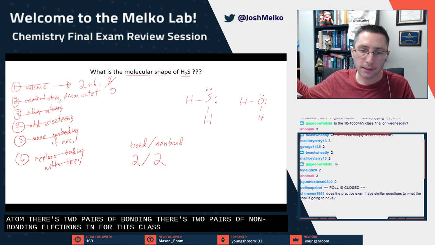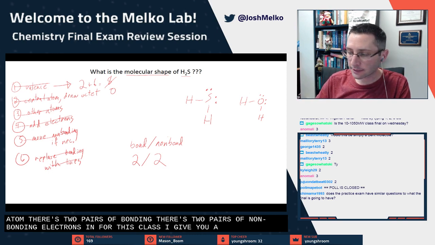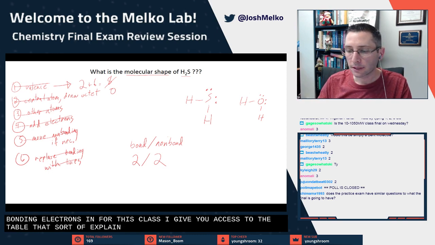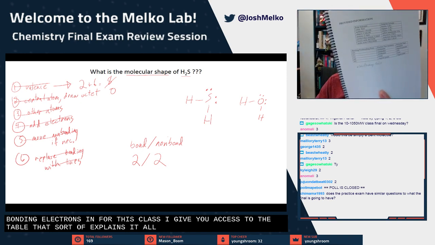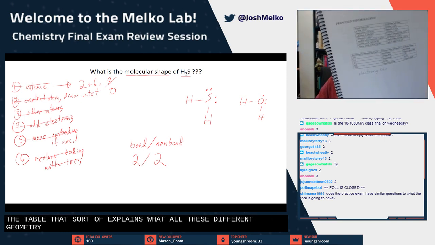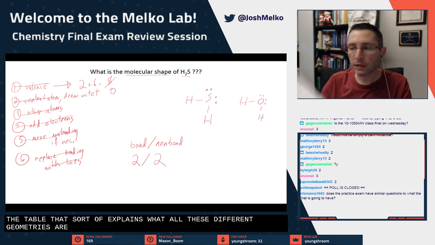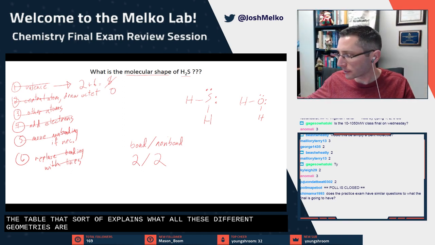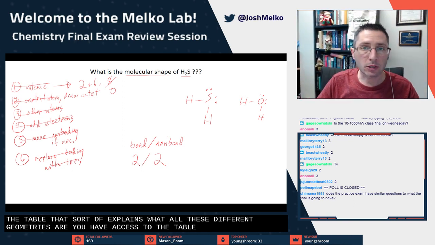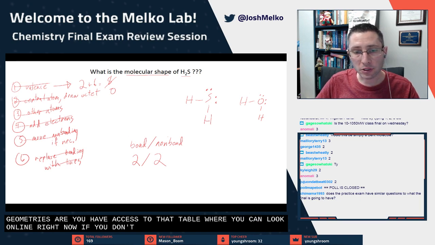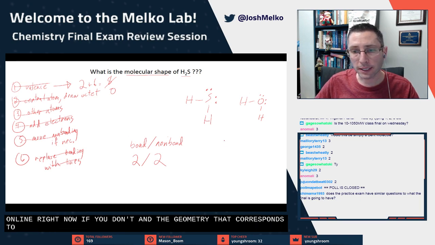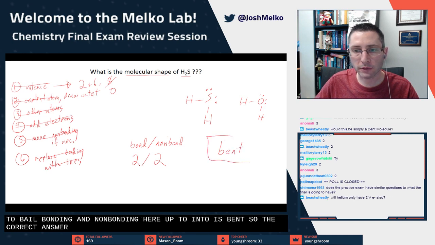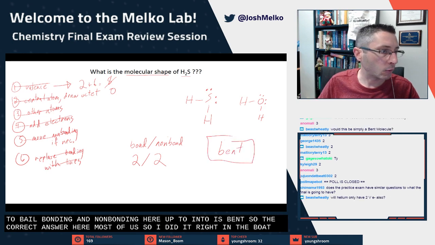Okay, and for this class, I give you access to the table that explains what all these different geometries are. It's that second table down there. You probably can't read it. It's not going to focus, but you have access to that table, or you can look online right now. The geometry that corresponds to bonding and non-bonding here of 2 and 2 is bent. So the correct answer here, most of us selected it right in the vote, was bent.